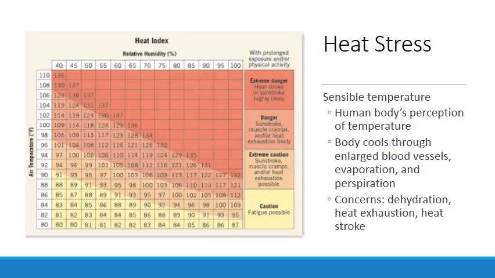These indexes are expressions of apparent temperature, and that's the temperature that you feel. Heat stress and wind chill are based on the fact that our sensation of temperature is often different from the actual air temperature recorded by a thermometer.